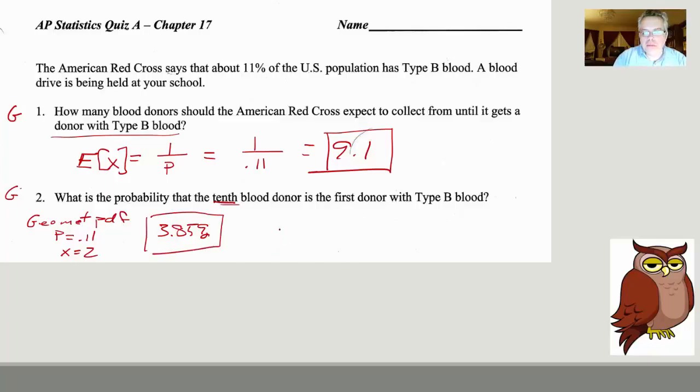This is a little review. We could actually figure this out on our own. We have to fail 9 times. The probability of failure is 0.89, and we have to get 9 people who are not type B. Then we're interested in our 10th person, which has probability 0.11 of being type B. So this is how we could do it by hand, but we have our calculator, so we can use our calculator.